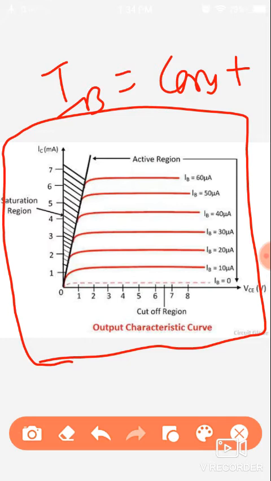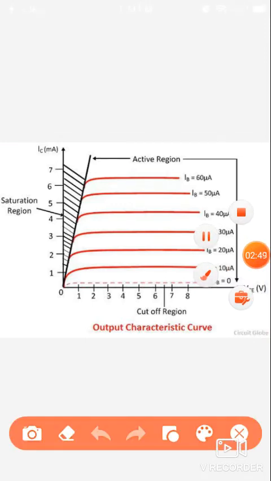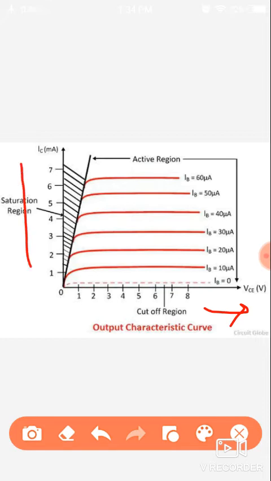So here we can see easily VCE is the voltage taken on the x-axis and current IC is taken on the y-axis. First, in the condition when we have IB equal to 0, between IB equal to 0 and the VCE axis, this is called the cutoff region.